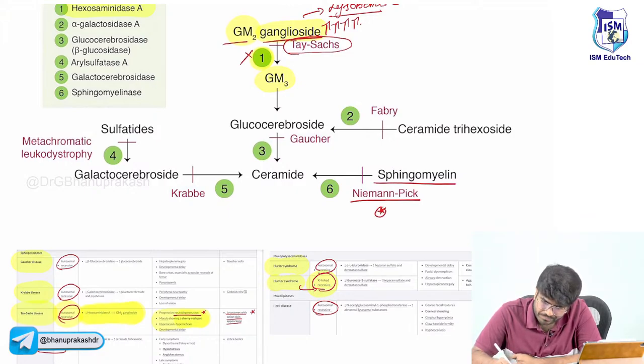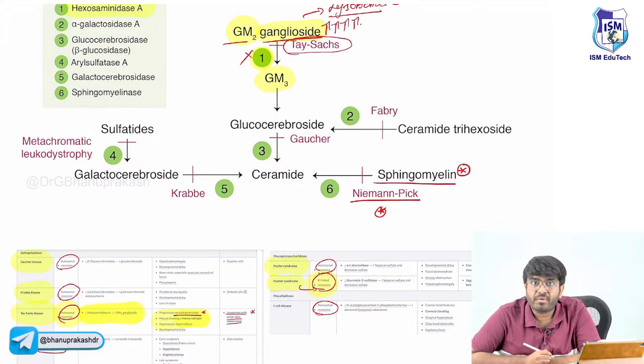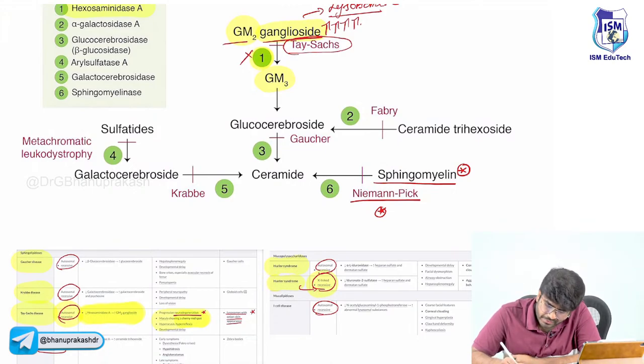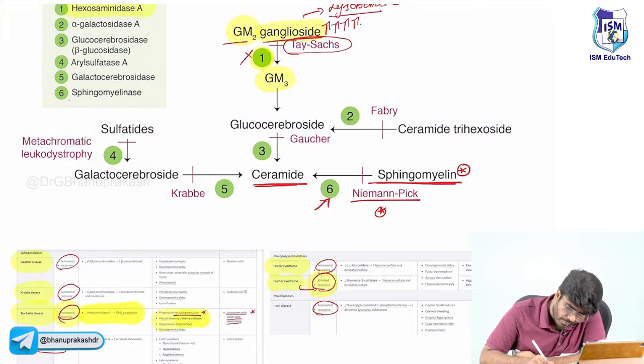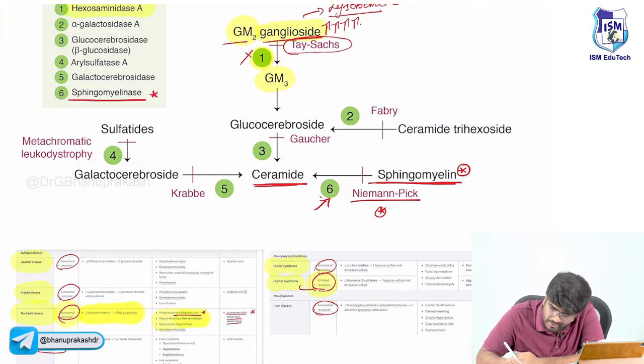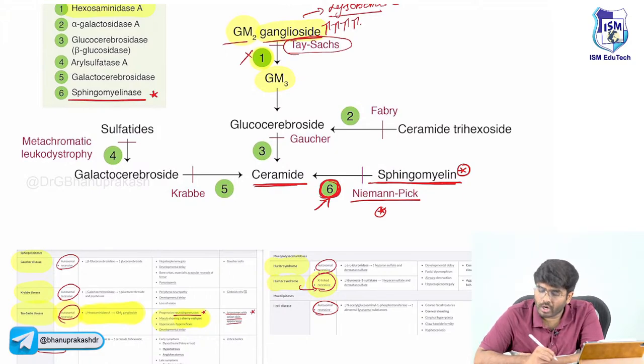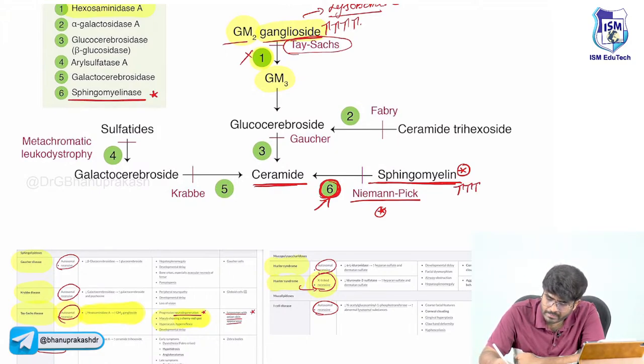Normally, sphingomyelin, a phospholipid, needs to be converted into ceramide in the lysosomes with the help of an enzyme, which is sphingomyelinase. So now, deficiency of this enzyme, sphingomyelinase, will lead to elevated levels of sphingomyelin in the lysosomes.